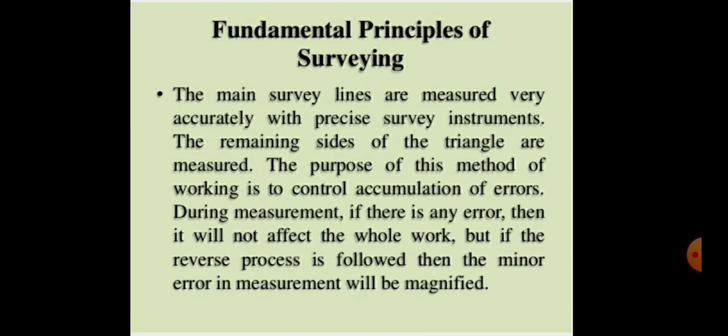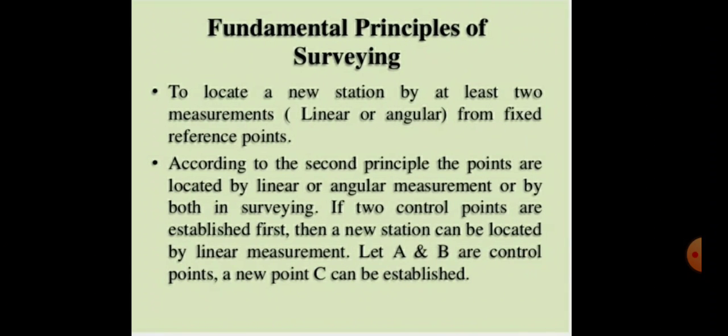Then during measurement, if there is any error, it will not affect the whole work, but if the reverse process is followed, then the minor error will be magnified. Reverse process means if you assume the small area and go to the big area, then it can happen that the errors are magnified. The whole survey which we have done can be wrong. So to localize these errors, this working from whole to part principle is used.